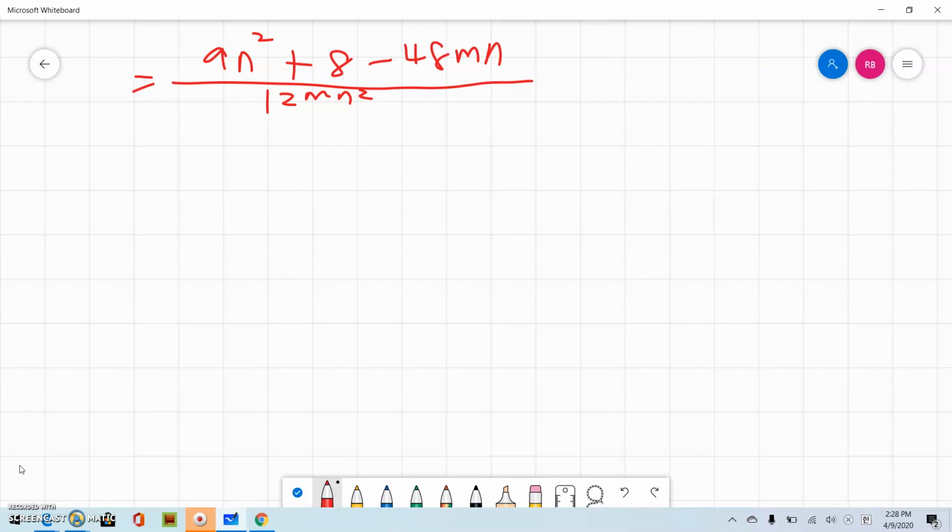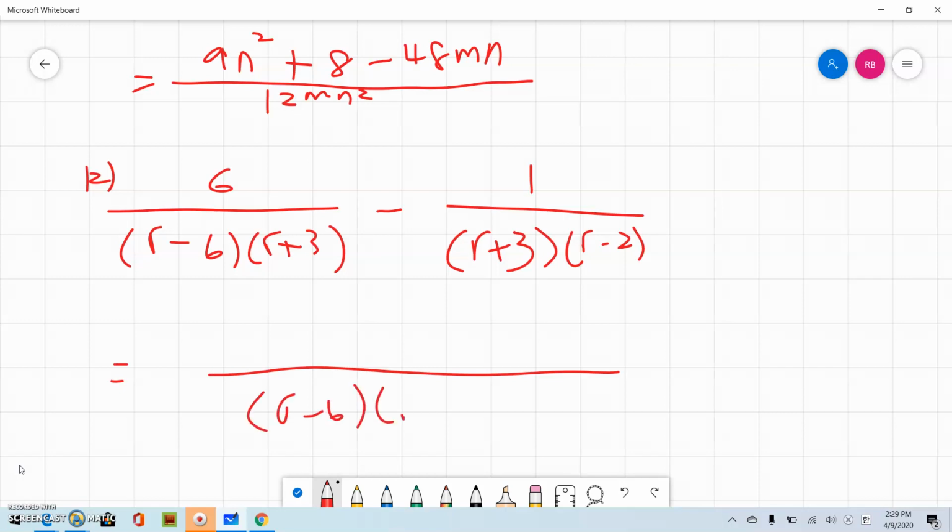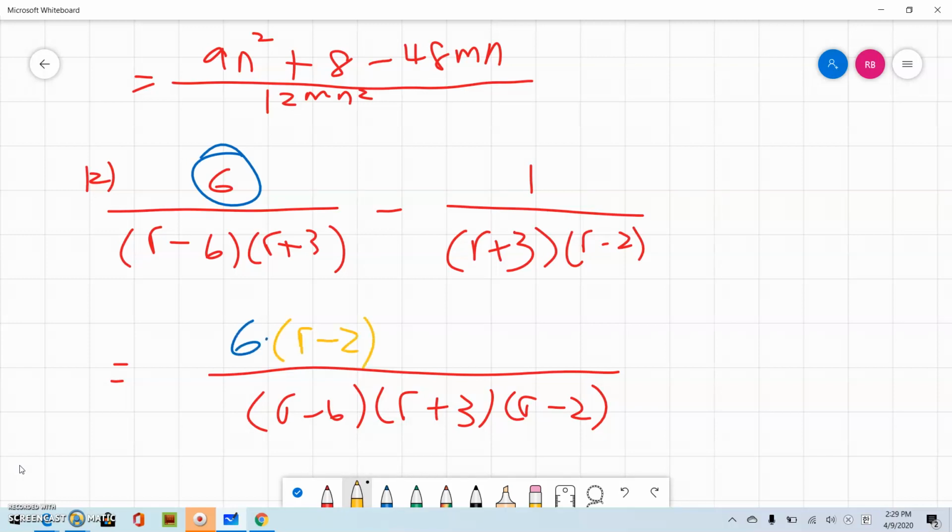All right, 12. 6 over, I'm going to just factor as I see because I need to factor anyways. And then minus r minus, sorry, 3 over r minus 2. So then my new fraction has r minus 6, r plus 3, and r minus 2 as the denominator. And then if you look at the first fraction, it has 6 already, but it was missing r minus 2, so I put it there. And then minus, because it was minus, it had just 1, so I don't have to write that again, but it's missing r minus 6.